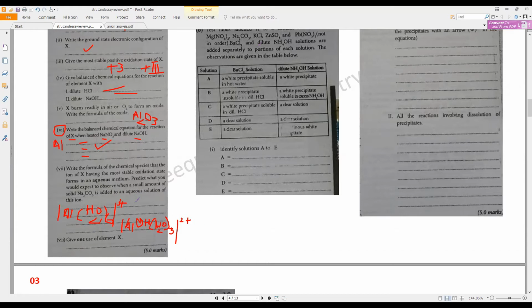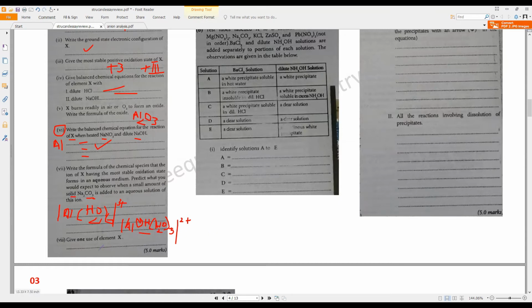So the idea is, what you need to know here is, since it can give an H plus, more or less this is an acid. So when you add a small amount of solid sodium carbonate, it is going to react with one of the H plus that is given by this Al(H2O)6 complex, and then you can observe bubbling, because CO2 will be emitted from the reaction between sodium carbonate and the H plus given from this aluminium complex.